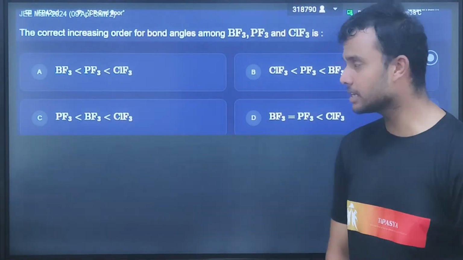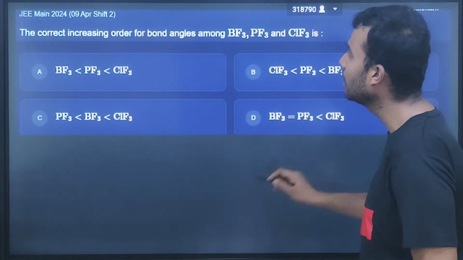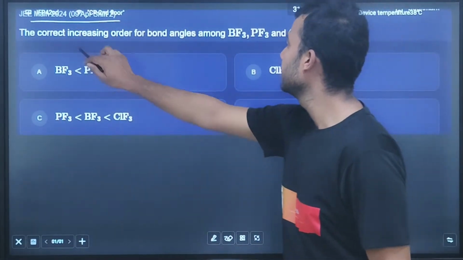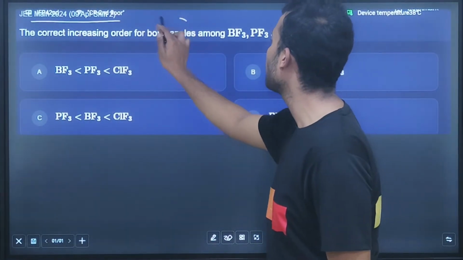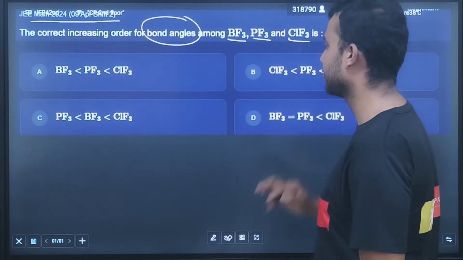Yes, students. Let's continue. Let's start with the first question. What is the first question? First question from the JEE 2024. The question is: the correct increasing order for bond angles among BF3, PF3, ClF3.